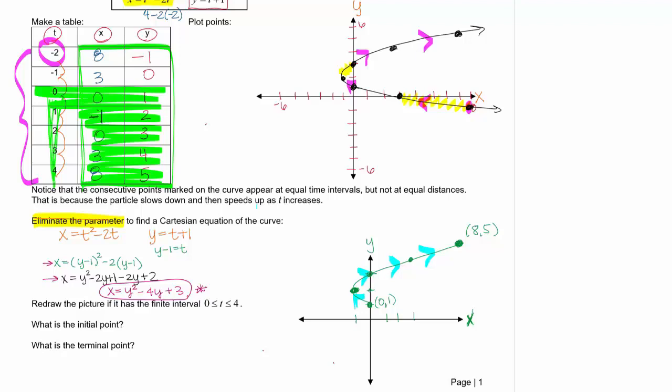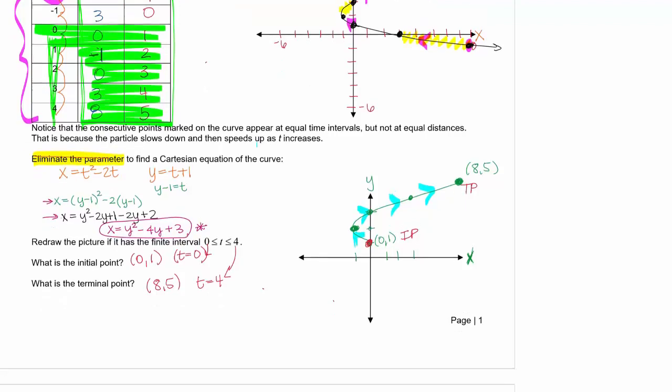So that can show me, oh, okay, this 0, 1 is the initial point. And I'll put in parentheses when t equals 0. It's not necessary though. And the terminal point is where I end, and that is at 8, 5. And just in case you were wondering, that was at t equals 4. Again, there's your beginning, there's your end.